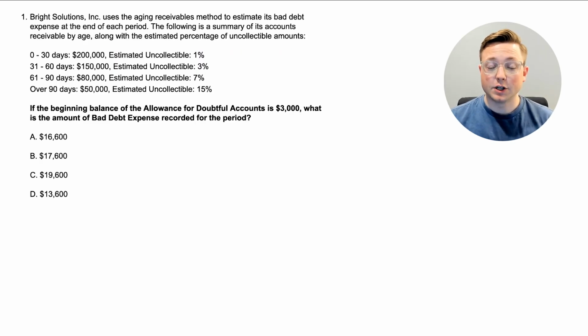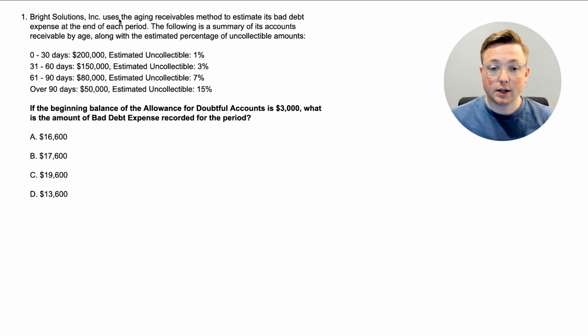All right, here we are at question 1. Something that's always good to do is to read the last portion of the question to kind of give yourself context. It doesn't always give you the best context, but a lot of times it lets you know, hey, I need to be looking for this as I read through the question. So we always recommend starting with that. If the beginning balance of the allowance for doubtful accounts is $3,000, what is the amount of bad debt expense recorded for the period? Okay, so we need to figure out the bad debt expense, but we have to read through the rest of this.